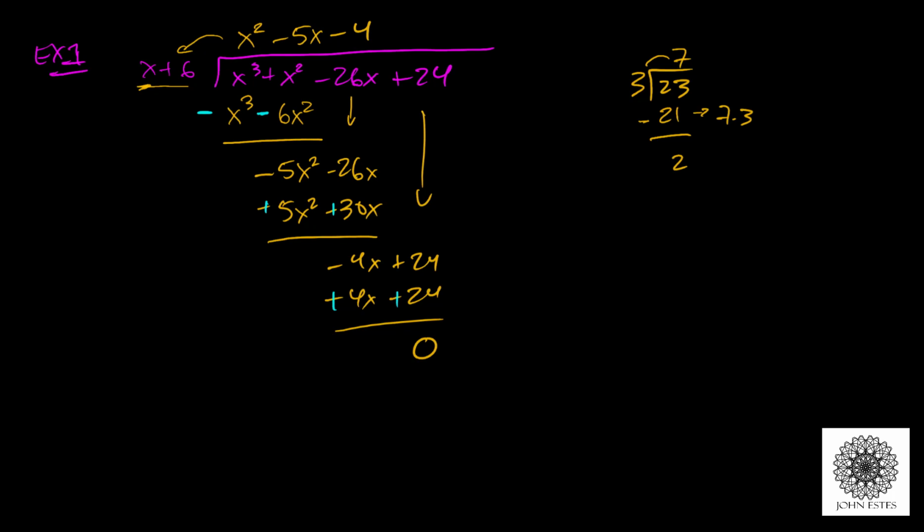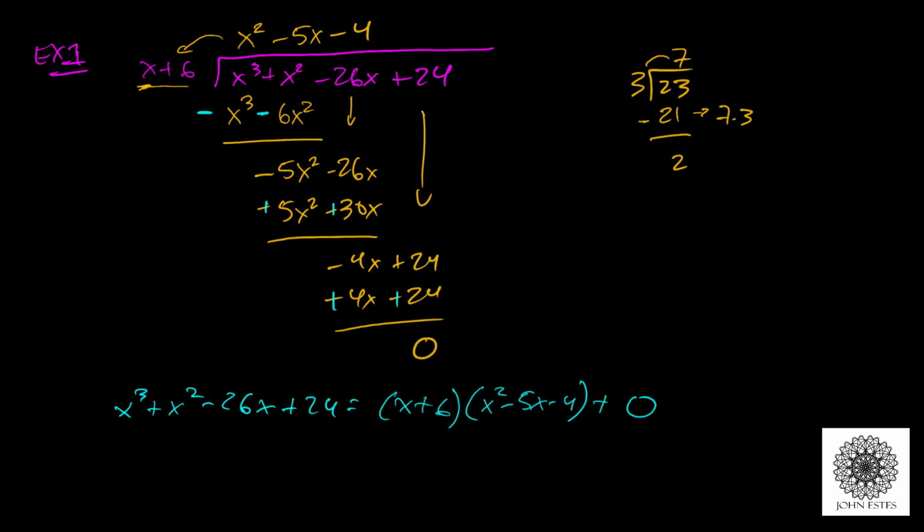Now what does this mean? It means a lot of stuff, and we'll cover more in other videos, but one thing it means here is that x cubed plus x squared minus 26x plus 24 can be written like this: as x plus 6 times x squared minus 5x minus 4 plus 0, right? This is my p of x equals d of x times q of x, plus r of x.